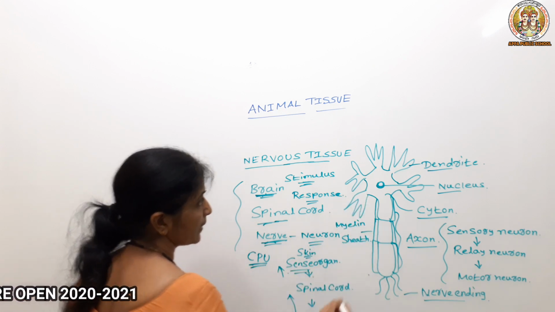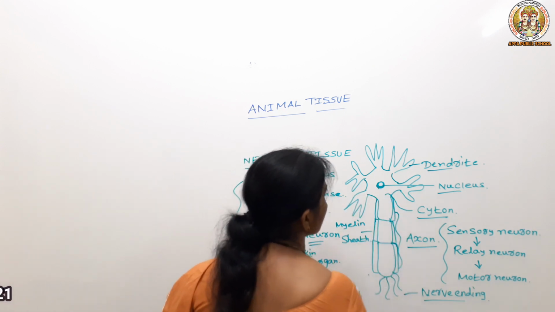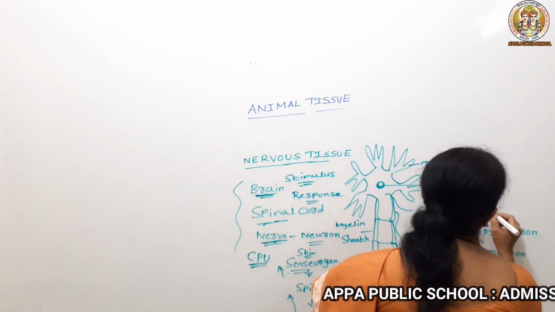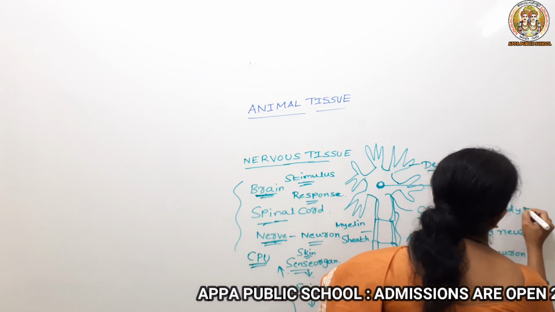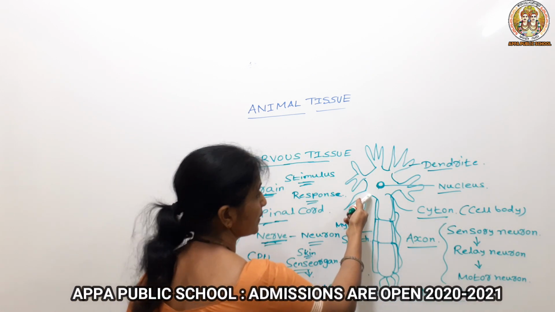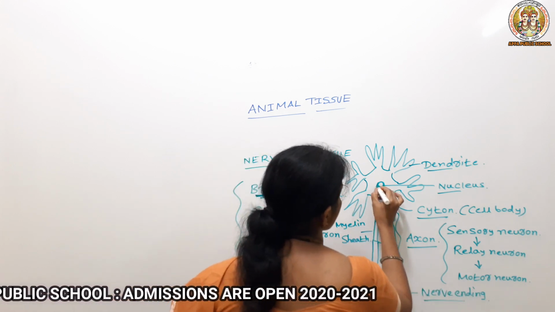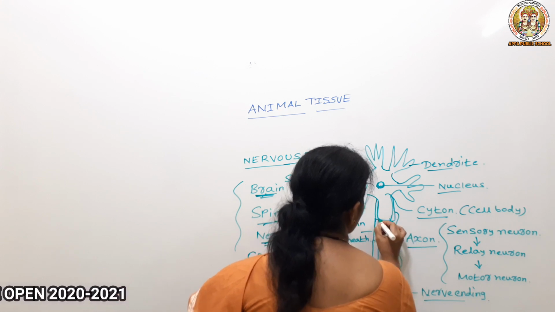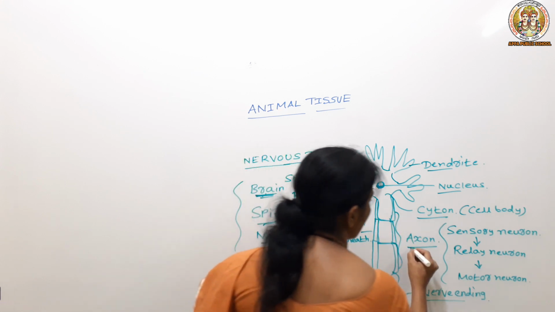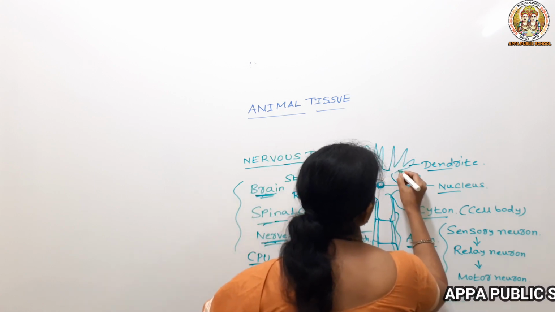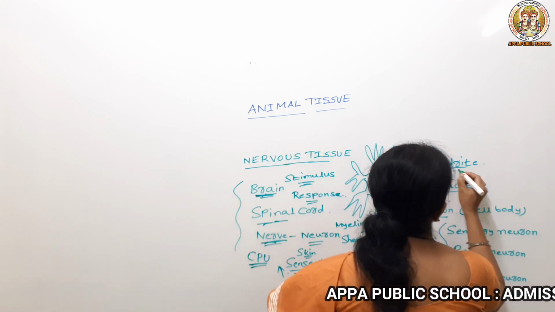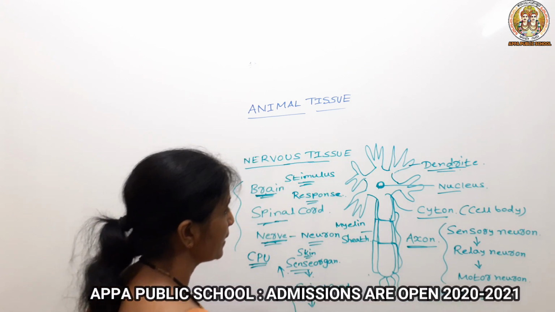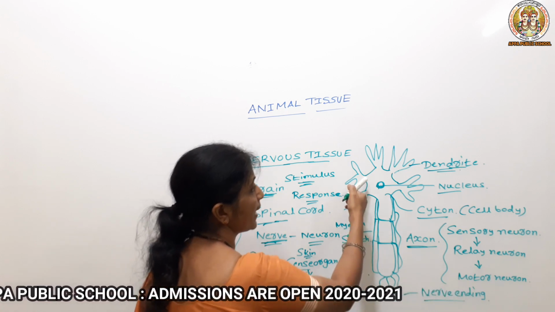So you can see the star-shaped cyton. Another name for this cyton is cell body. It consists of star-shaped material and it contains the nucleus. Then the axon. They are arranged one connected to another. That is the axon. And the branched structure is known as the dendroid. If you compare with a tree, the neuron structure is like a tree.